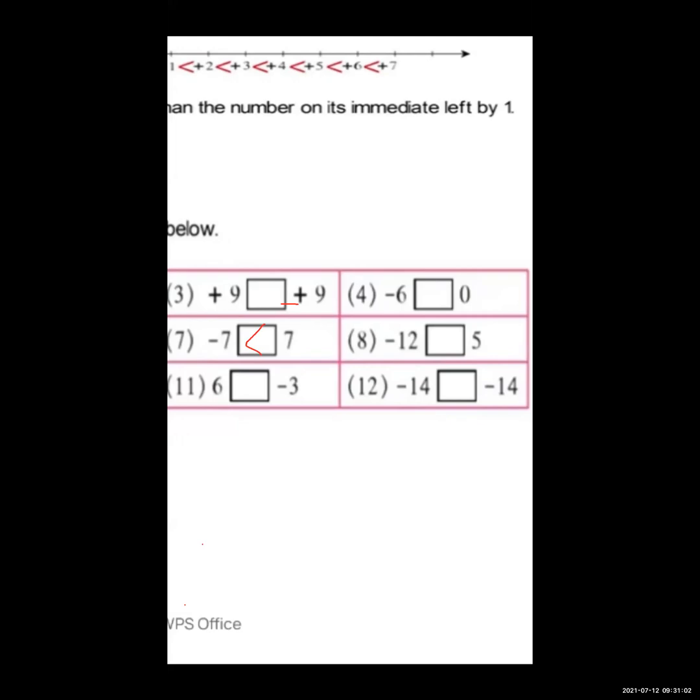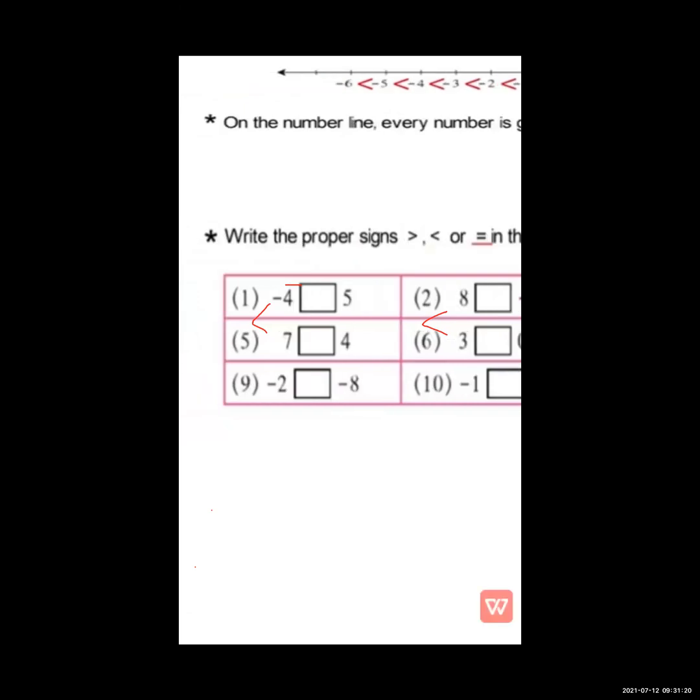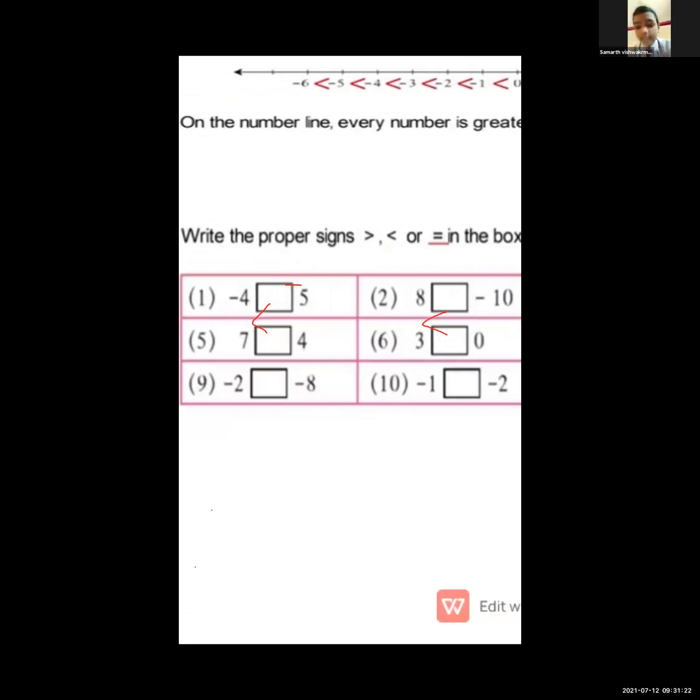Can you give me the 8 answer? Question number 8 answer. Teacher, 5. Very good. It is a 5. Why? Because it has a positive 5 sign. It is a positive number. Very good. Mute yourself. Now who will give me? Sumit. Sumit.